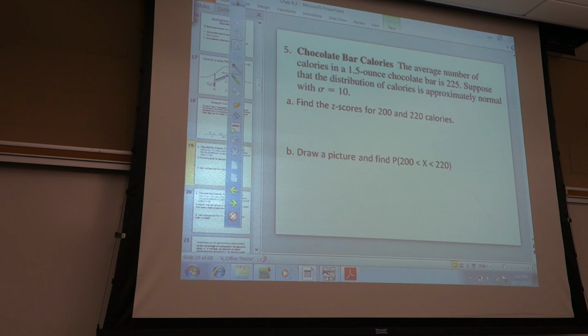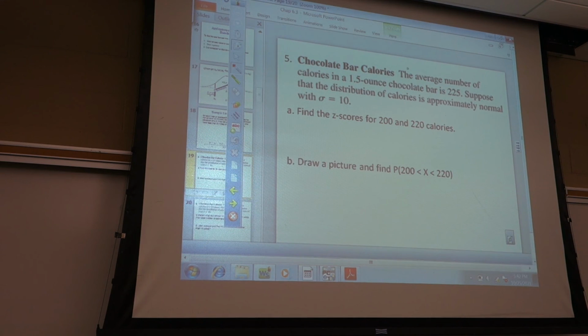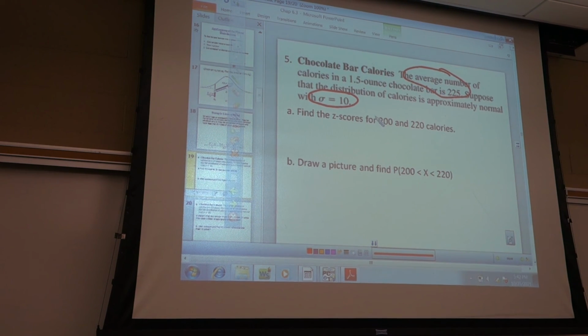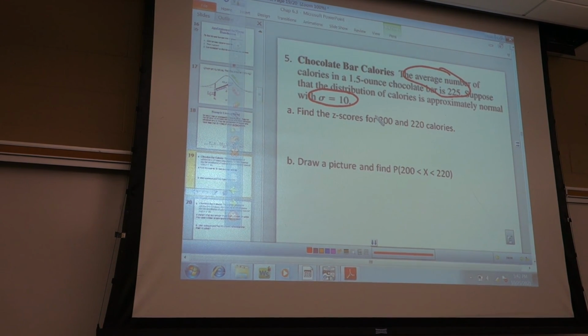The average is what? Average is 225. Find the word is. Sigma is 10. All right, I'm going to give folks another 2 minutes to do A, B, and D. If you get to do C too, that's great. If you can't figure it out, that's okay. But do A, B, and D first.